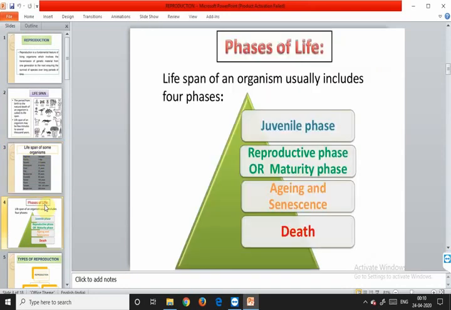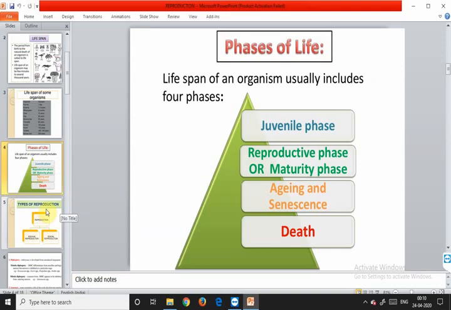Let's discuss the phases of life. There are mainly 4 phases. That is the juvenile phase. The juvenile phase is when an organism hasn't reached reproductive maturity, that is, it is not capable of reproduction. The second is the reproductive phase, the maturity phase, when an organism is capable of reproducing and forming new individuals of its own kind. The third one is aging or senescence. The last is death. Death is the last phase of life.